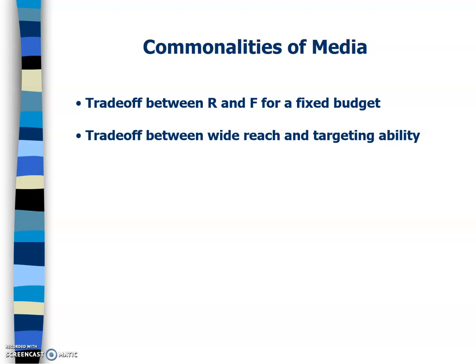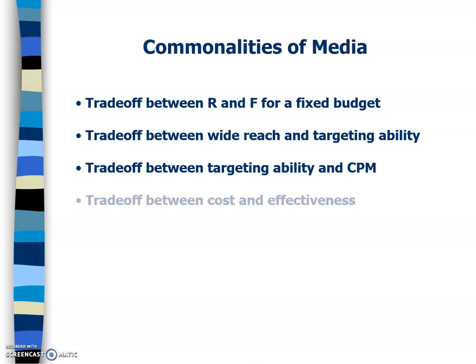You have to decide, do you want to really have wide reach and perhaps maybe a little bit more waste, or do you want a really well-defined audience, but perhaps not as many people? There's also, remember, this trade-off between targeting ability and cost per thousand. So the more targeted your ads are, the higher your CPM. Remember, we showed that with the executive human resources magazine example. The tighter your targeting, the higher your cost per thousand.